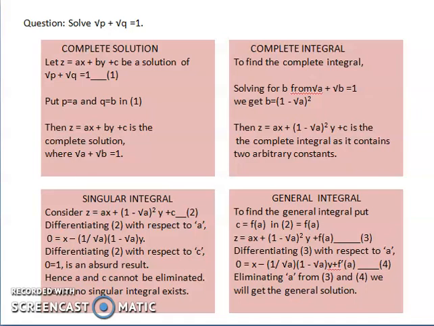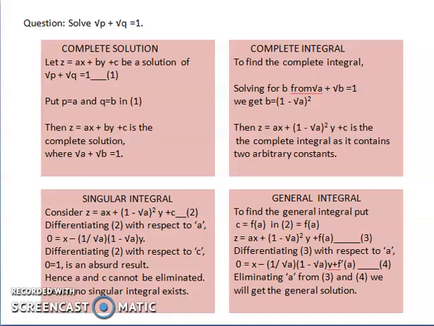To find the general integral, we should put c is equal to f of a in z equal to ax plus 1 minus root a the whole square into y plus c. So we will get the resulting equation as z equal to ax plus 1 minus root a the whole square into y plus f of a. Differentiating with respect to a, we get 0 equal to x minus 1 by root a into 1 minus root a into y plus f dash of a. Eliminating a from the third and the fourth equation, we'll get the general solution.